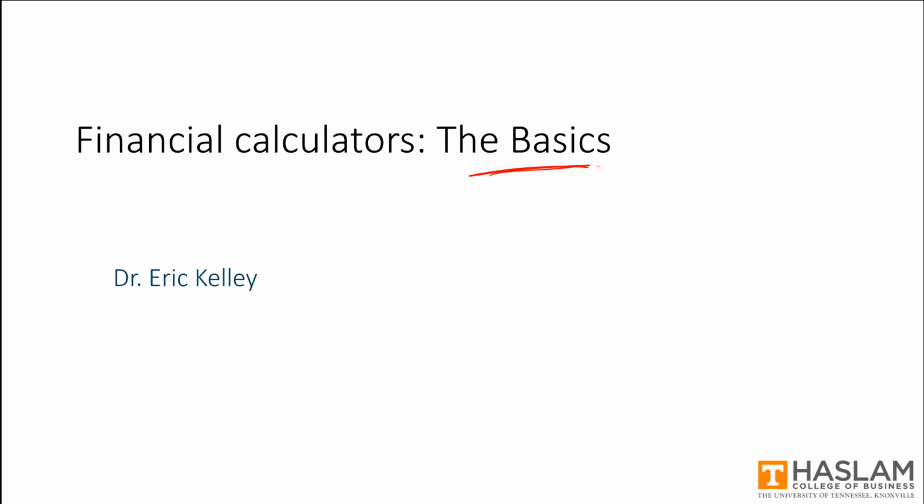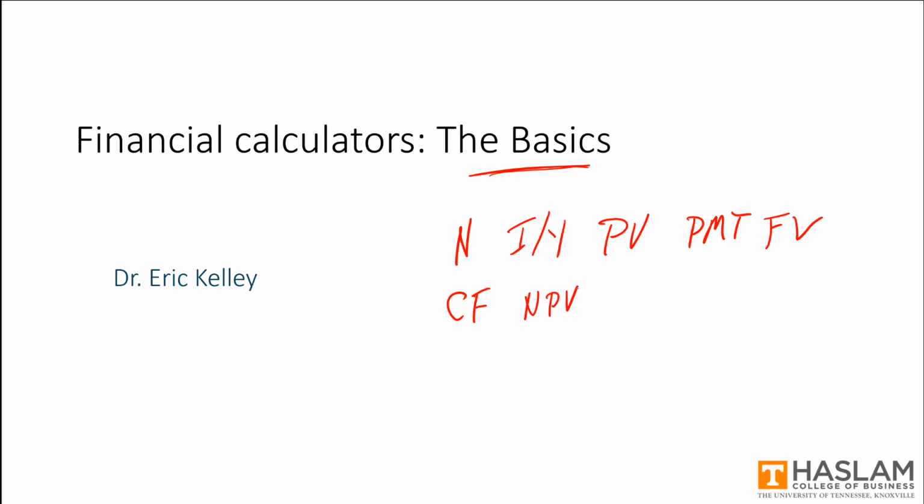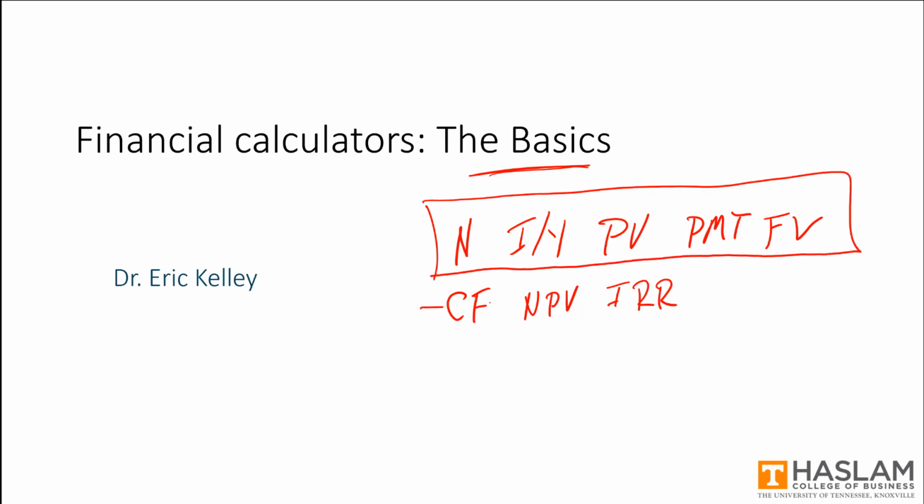And if you've played around with your financial calculator much at all, you'll notice a couple of sets of keys. One of the sets of keys looks like this: there's an N, an I/Y, PV, PMT, and FV. And then there's a second set of keys that looks like this: CF, NPV, and IRR. So today I'm only going to focus on these. I'll save the others for a later time.